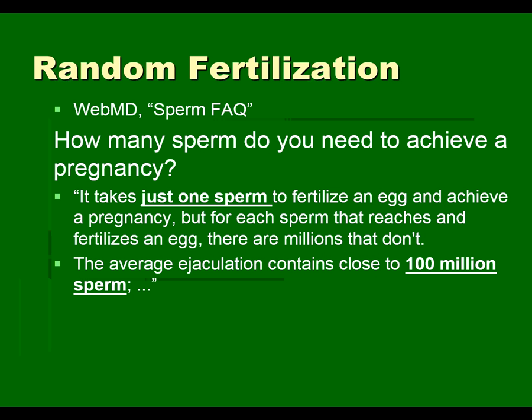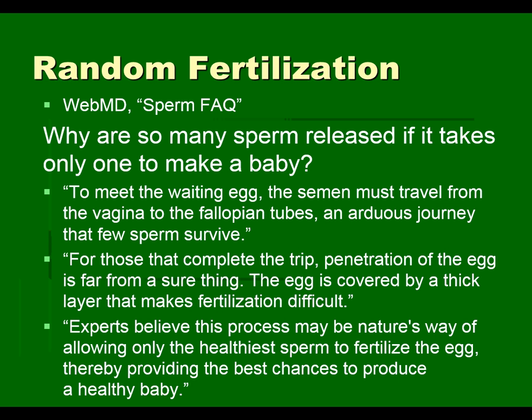Now, how many sperm do men have? How many do they need to just achieve pregnancy? Just one sperm is needed to fertilize an egg and achieve pregnancy. But for each sperm that reaches and fertilizes an egg, there are millions that don't. On average, there are about 100 million sperm, and only one is needed. So why are so many sperm released if it takes only one to make a baby? The idea is to meet the waiting egg.